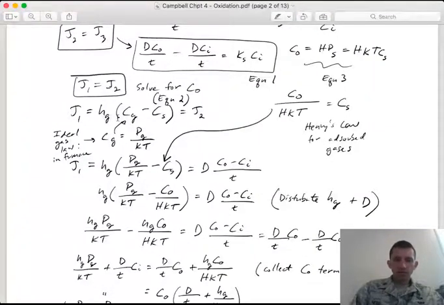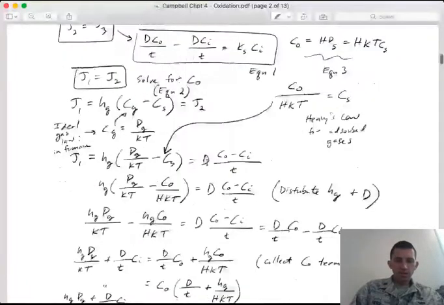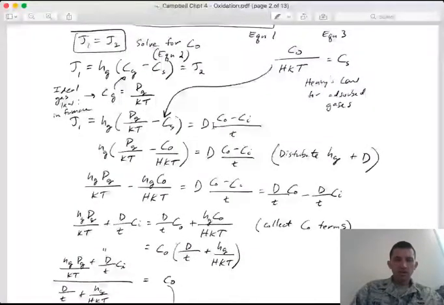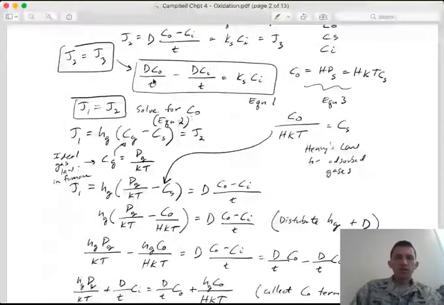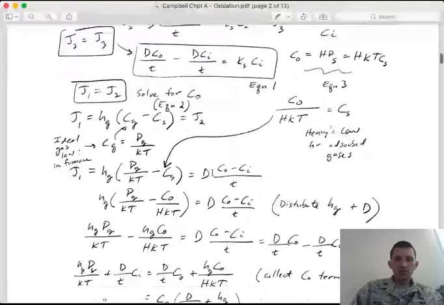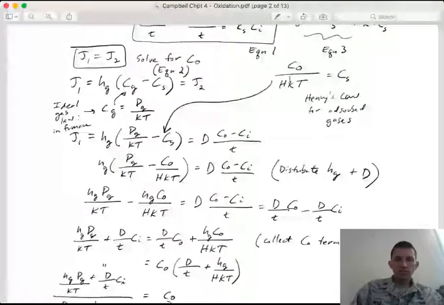Remember, so we have H sub G, and then the concentration of the gas and the concentration at the surface equals J2. That is up here. We already used that, right? That's the constant. That's the flux across the oxide layer. And so we have an expression here that's got CO, CI, and CS. We're looking to solve for CO so that we can plug it back into our first equation. And so here's where we will add in our third equation, or Henry's law, right?